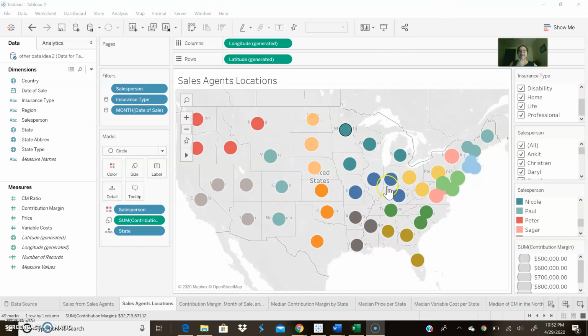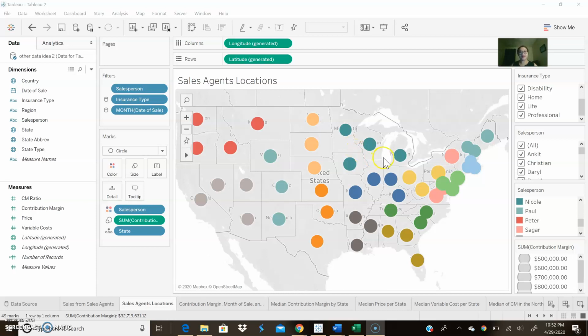All right, so my next worksheet shows the location where the salespeople are selling and their contribution margin in each state. As you can see, I use the map feature to easily visualize each location. Each salesperson has a color assigned to them. However, I want to find Paul. My guess is that Paul probably sells in a highly populated state like New York, California, or even Florida.